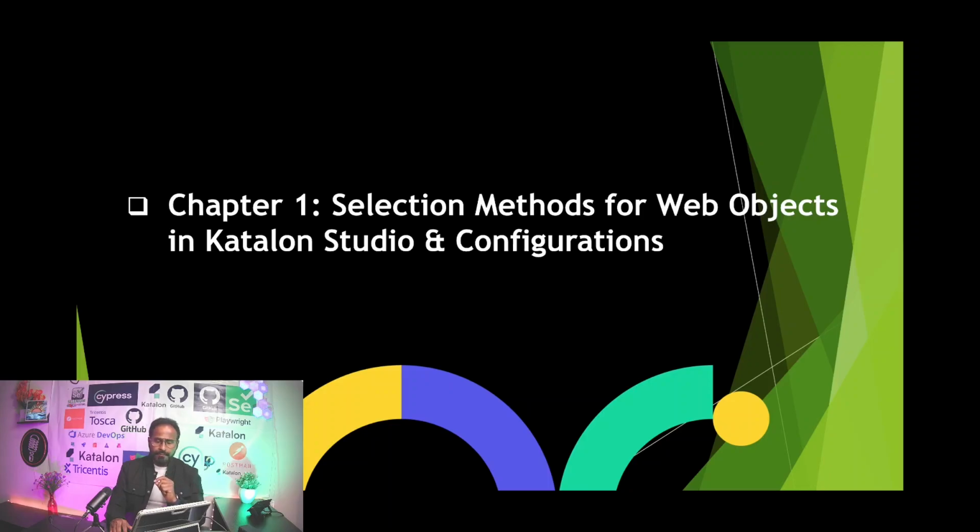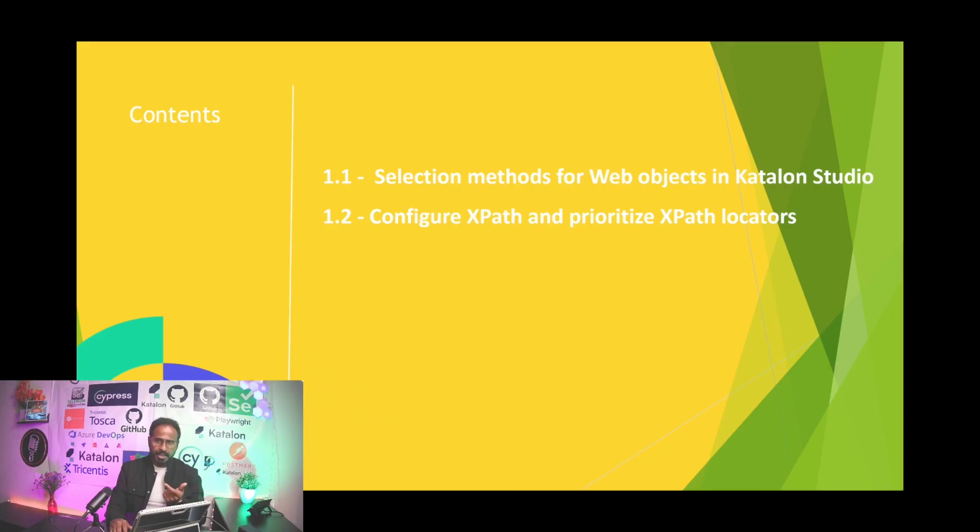Chapter 1, where I'm going to teach you the selection methods for web objects in Katalon Studio and the configurations. As part of this particular chapter, I'll cover 3 different topics. One is selection methods for web objects in Katalon Studio and how to configure XPath and prioritize XPath locators and how can you configure the attributes. And the fourth topic is how to configure the CSS selectors and image manually.